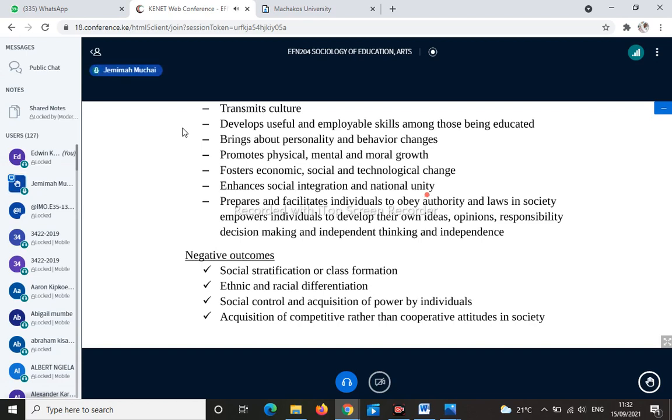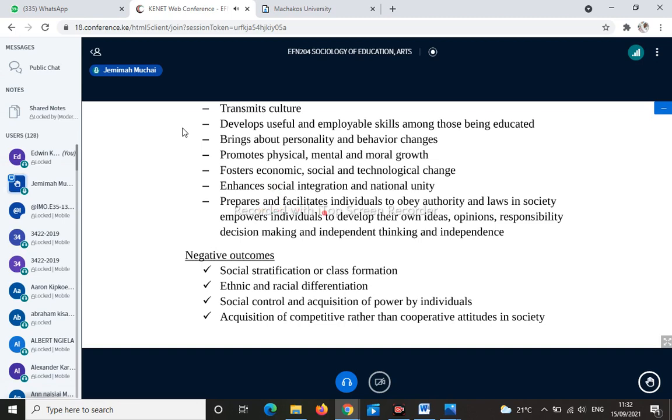Enhance social integration and national unity. That means you are able to be at peace and in harmony with people from all tribes of the country. In class, you are mixed up. You have people from different tribes in the country or different cultures in the society in our country.